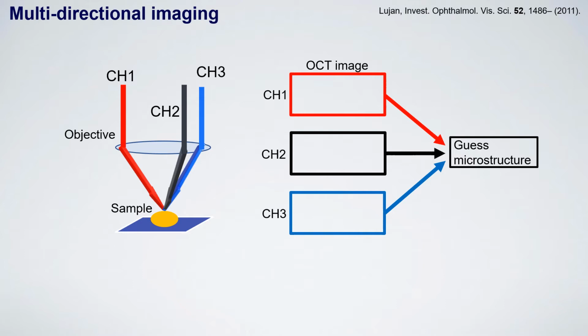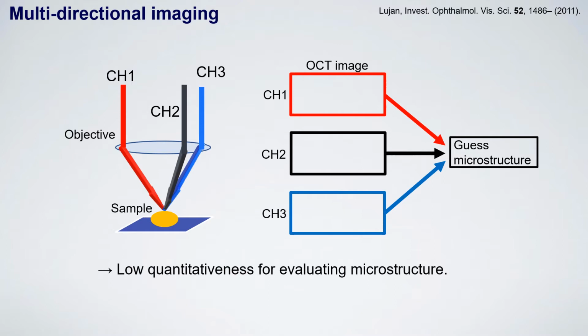In this technique, sample is measured from multiple directions. Here, if the sample has microstructural directionality, light intensity reflected from each direction is slightly different. From this difference, we can subjectively guess a microstructure. But it is utilized only for observation, so it cannot be utilized for evaluating microstructure due to low quantitativeness.